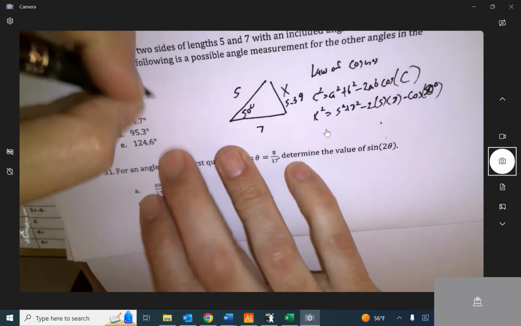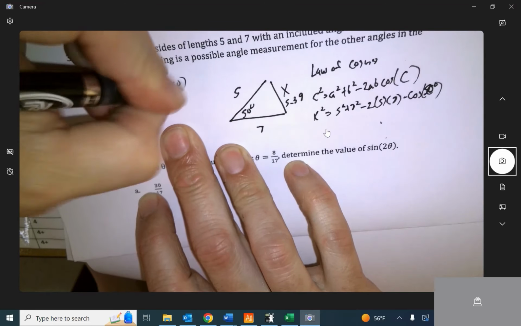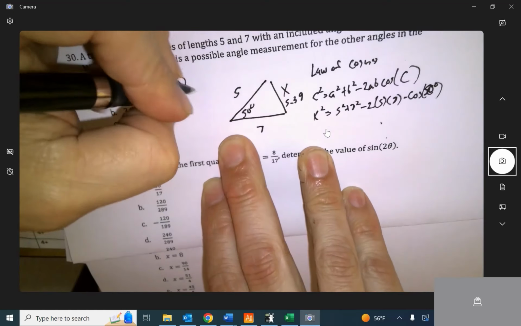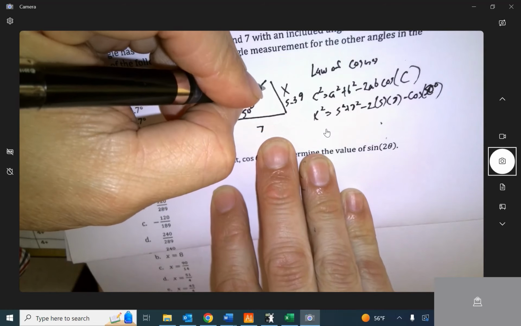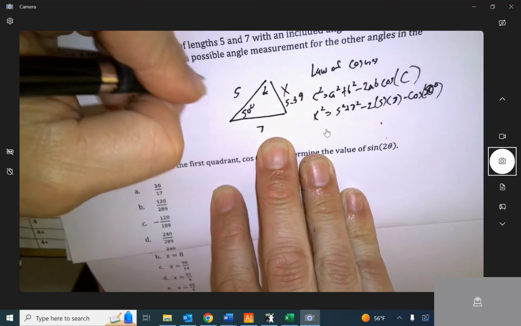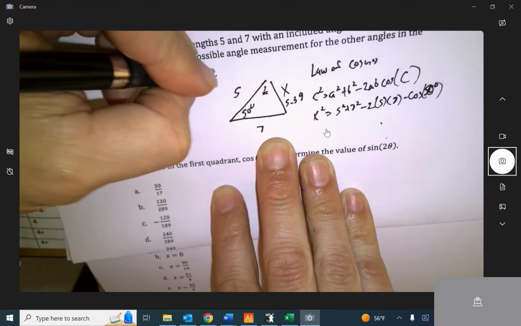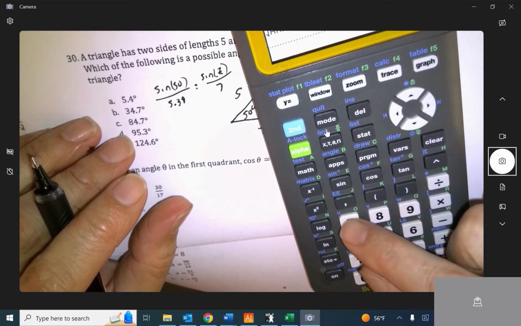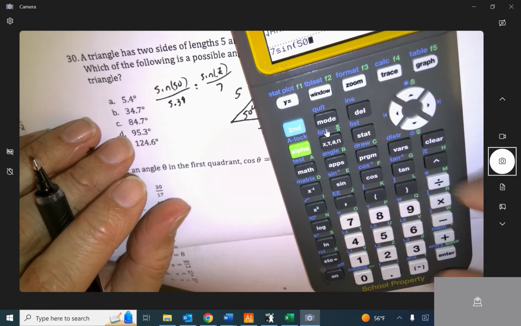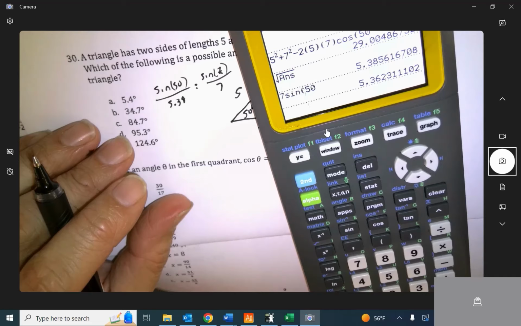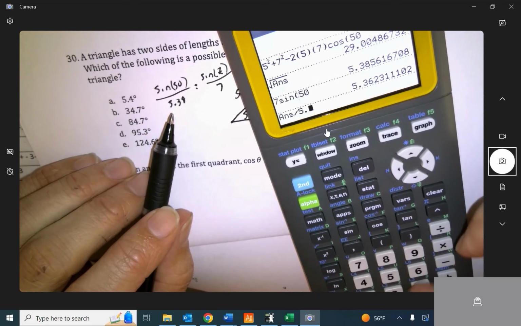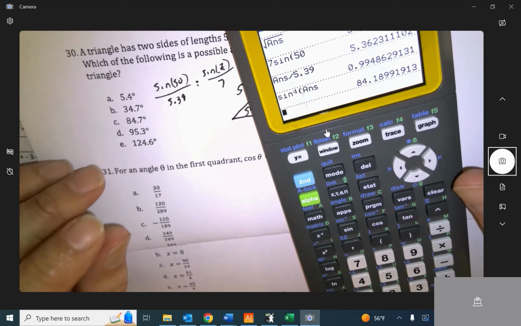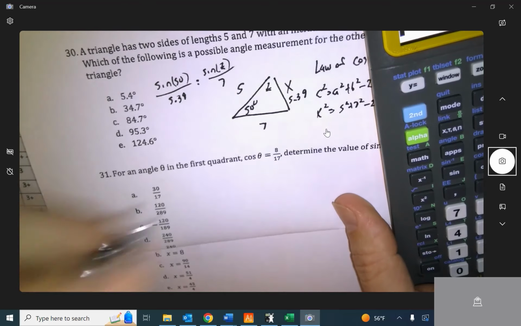Remember her? The sine of 50 compares to 5.39, and let's just pick a side, let's call this angle Z, as the sine of Z compares to 7. So if you're following along, I'm not going to write all this out. That was my lunch bell. 7 sine of 50 divided by 5.39. I would then take the arc sine of that answer, and I would get 84.2 degrees.